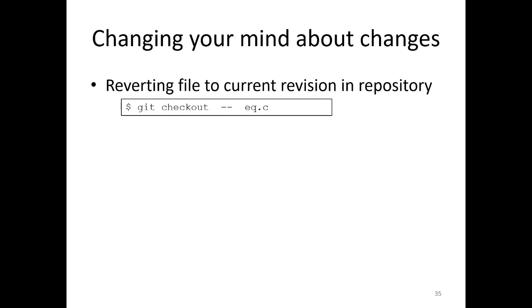If you change your mind, suppose you've been changing the file eq.c and you think, no, that's not really what I want. If you want to revert to the latest commit, then you can just do git checkout -- and the file name, and the current working copy will be replaced by the latest revision in the repository, so by the last commit.